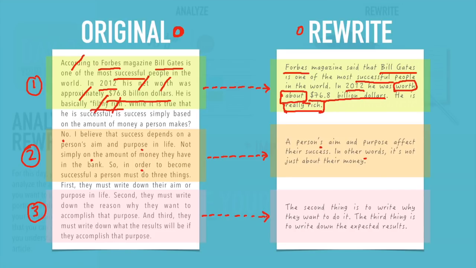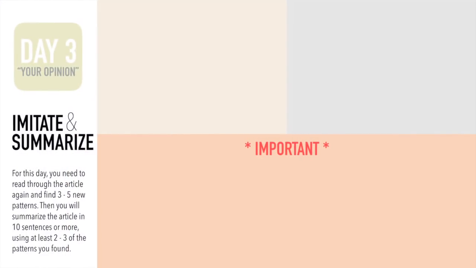The third thing is to write down the expected result. So you see I have the second thing and the third thing. In the article, they also mention the second and the third, but theirs is a lot longer than what I wrote because I rewrote it in my own words. This is what you want to practice doing on day 2. So let's keep going to day 3.